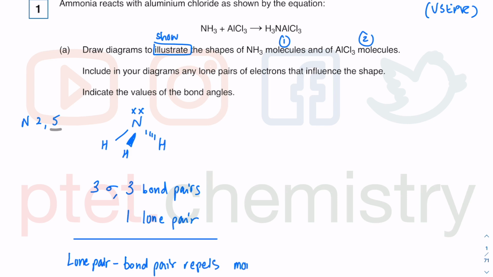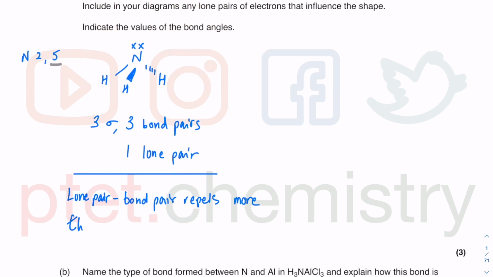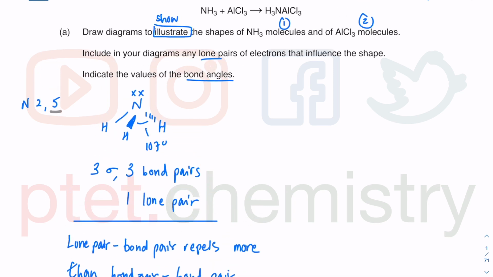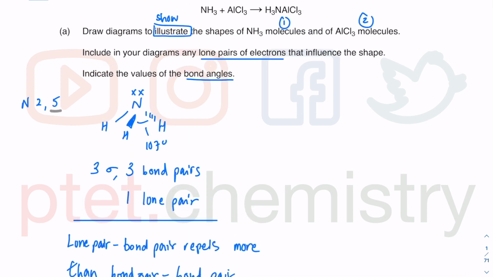They repel more than the bond pair, and as a result of that you are going to get a pyramidal geometry, a trigonal pyramidal geometry, or you can call it pyramidal. This is going to be slightly smaller than the tetrahedral. This is 107 degrees. Draw or indicate the values of the bond angles on the diagram. Indicate on your diagram any lone pairs of electrons. I just did that. I explained that. And this is 3 marks for 2 parts of the question.